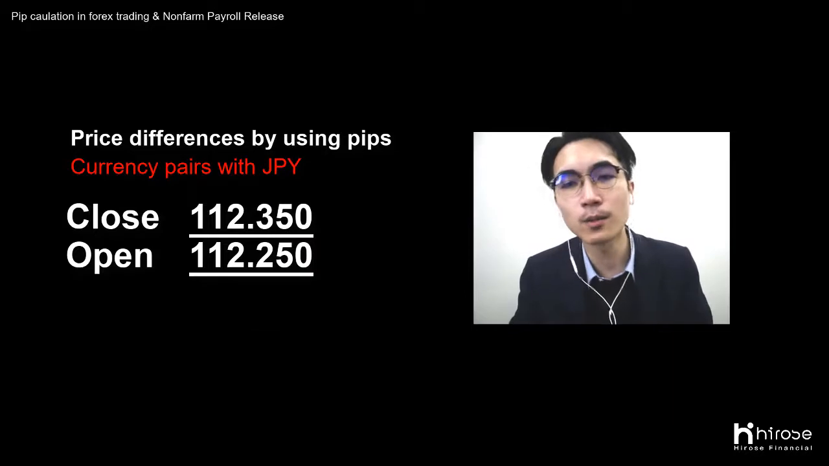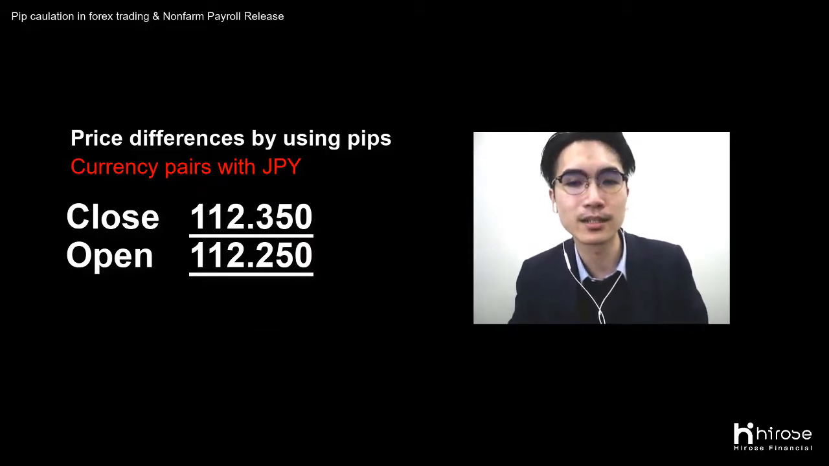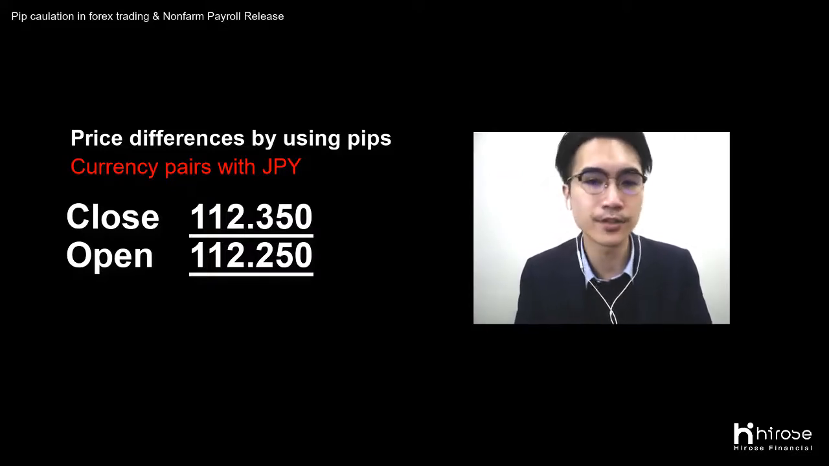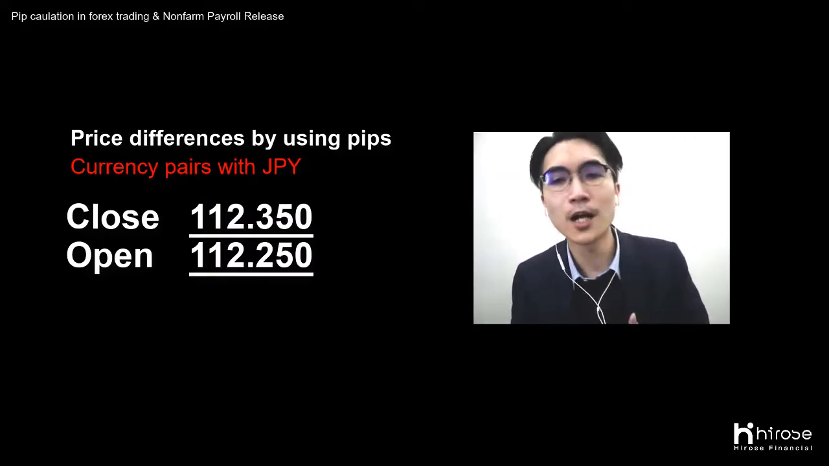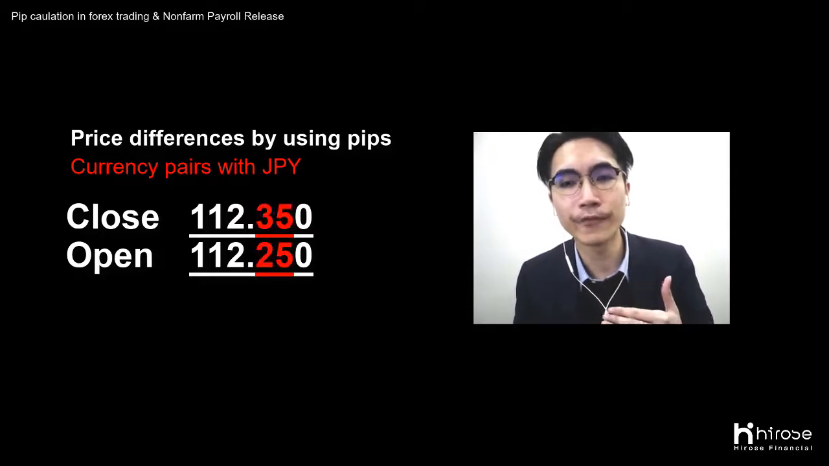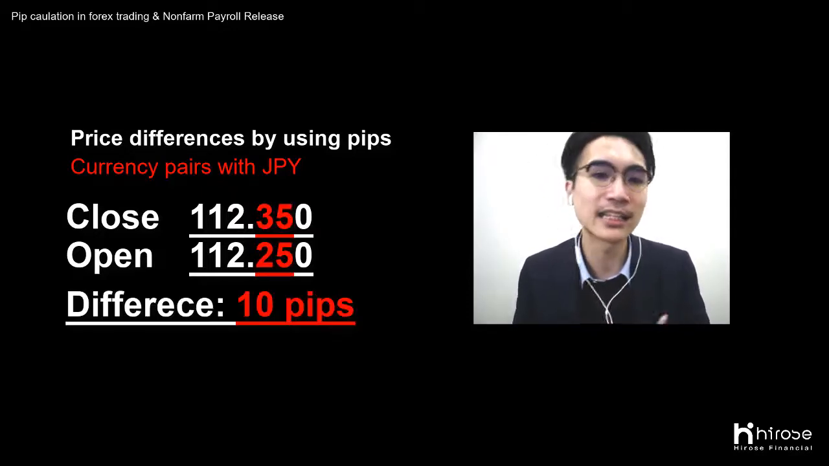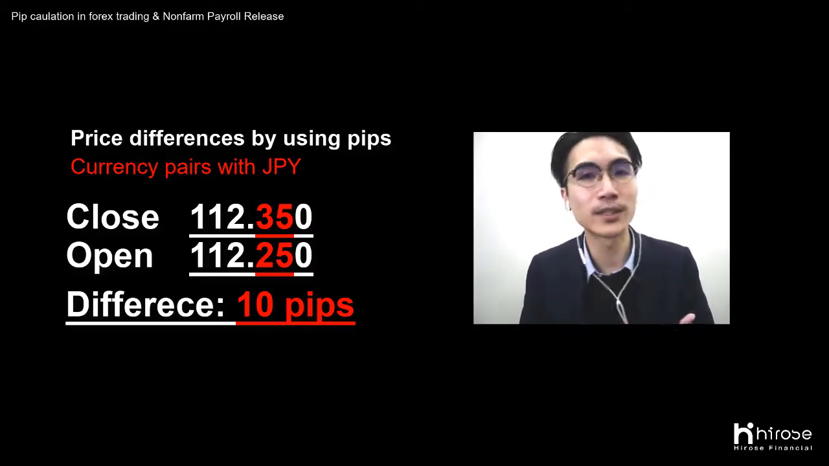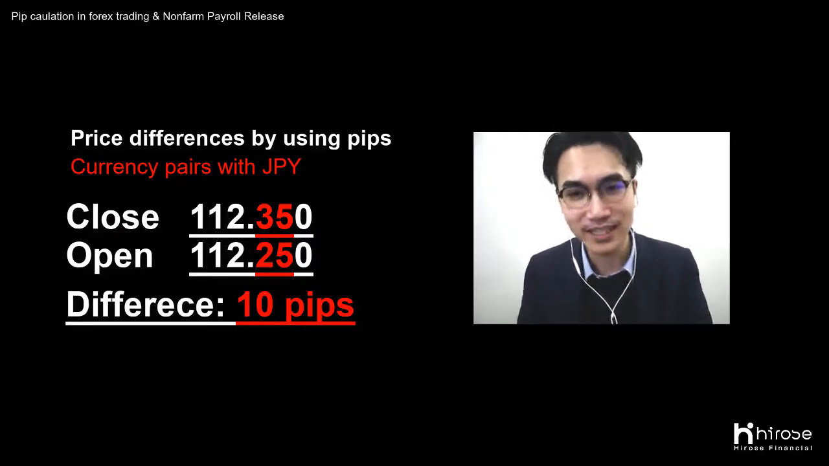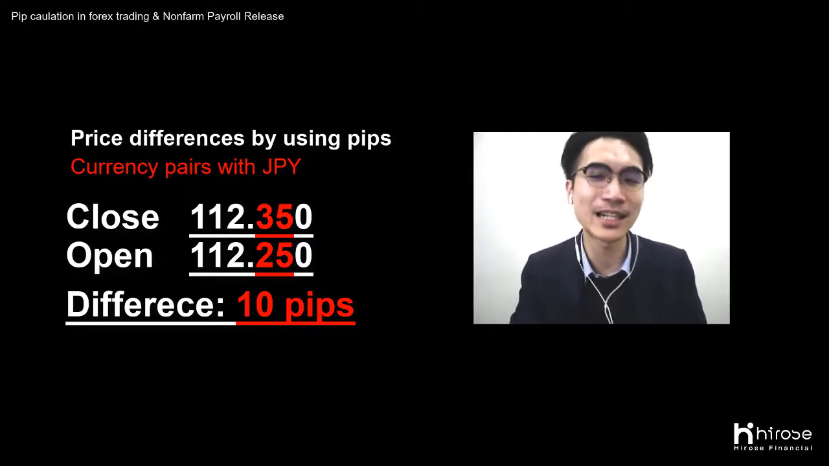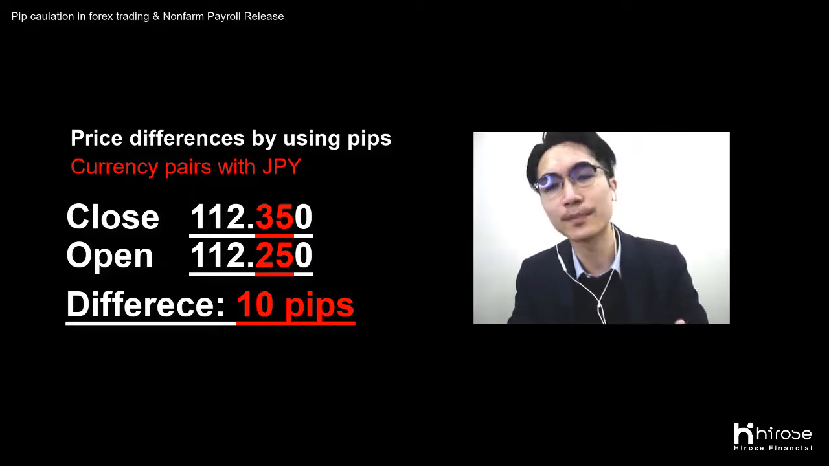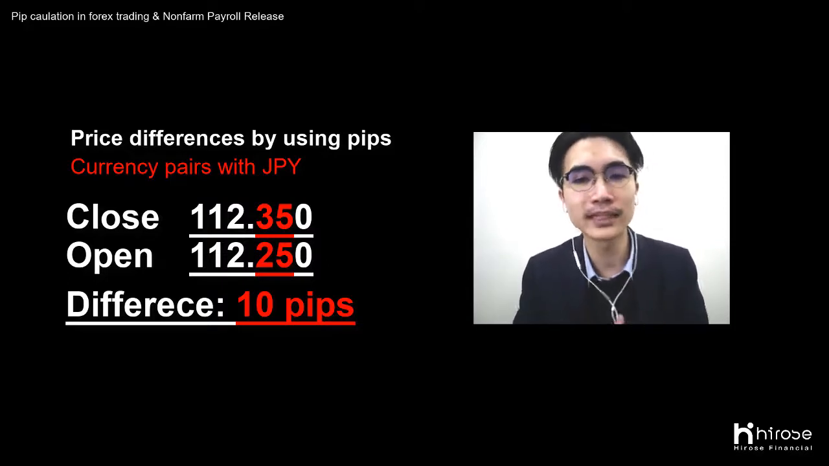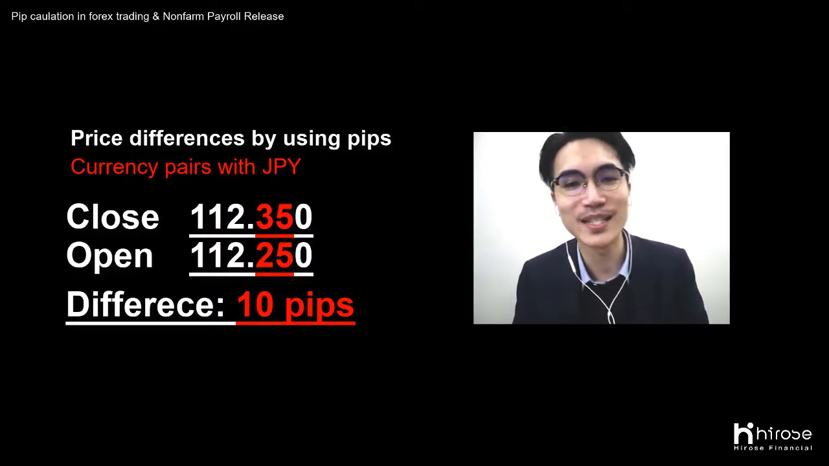Another example is easy as well. In this example here, the open price is this much and the close price is this much. If we subtract 25 from 35, then the difference here is 10. So the price difference between open and close here is 10 pips. It's basically the same as the one I explained just now, the ones with yen. It's the same calculation. Next we'll increase the numbers a little bit.